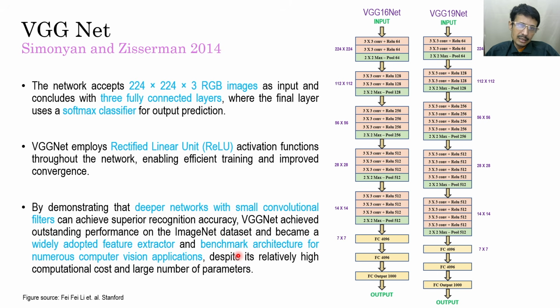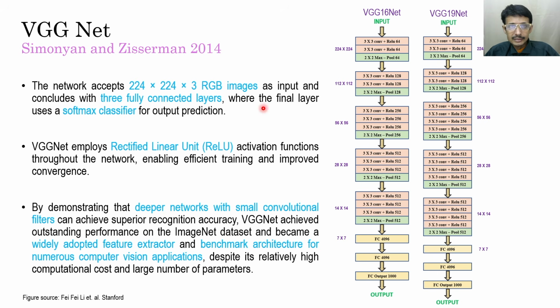But it has some disadvantages: a relatively high computational cost, because it is easily understandable that it is a very deep network. This is 19, this is 16, and it has a large number of parameters. So this is altogether a very introductory description of VGGNet.